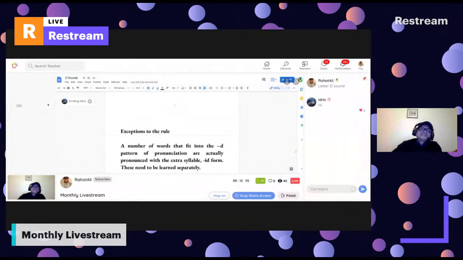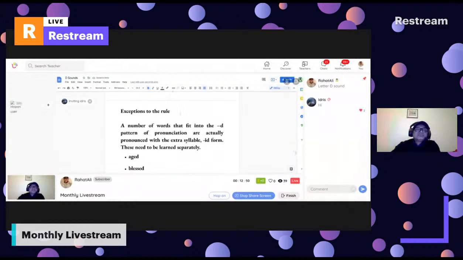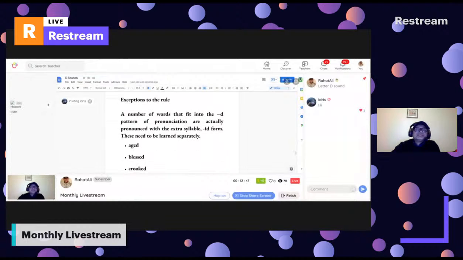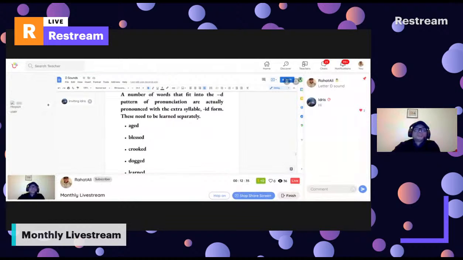Okay, exception. There are always exceptions, guys, when you learn phonetics rules. A number of words that fit into the D pattern of pronunciation are actually pronounced with the extra syllable, the ID form. These need to be learned separately, like aced, blessed, crooked. So how does aged sound? Aged or aged. It could be both. If it is an adjective, it is aged. Remember that.